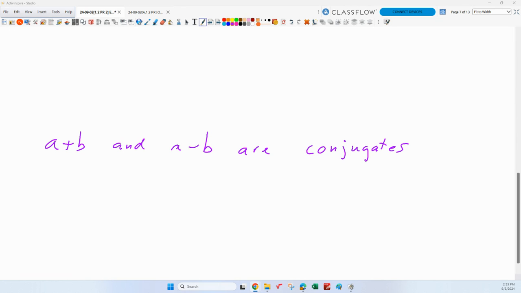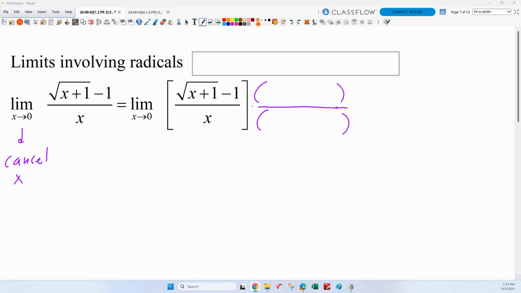Okay? So then what would the conjugate of the expression on top be? Square root of x plus 1 plus 1, exactly. Because this is like A, isn't it? This square root is like A, and 1 is like B. What we have on the top is something of the form A minus B. So we need to multiply it by something of the form A plus B, right? So we'll multiply it by square root of x plus 1 plus 1. And then the same thing on the bottom.